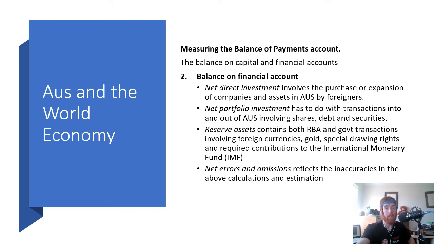Net portfolio investment is all about shares, debt, and securities. So if someone from overseas is buying shares in Australia, that's a credit for net portfolio investment. So if someone from overseas is buying shares in, say, Channel 9, that is a credit for net portfolio investment. If you're buying shares on the American stock market, that would be a debit, because that's money going over as net portfolio investment in America.